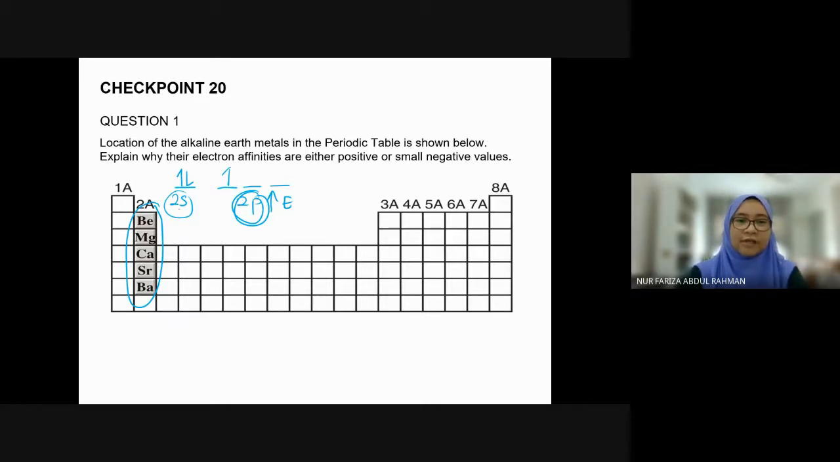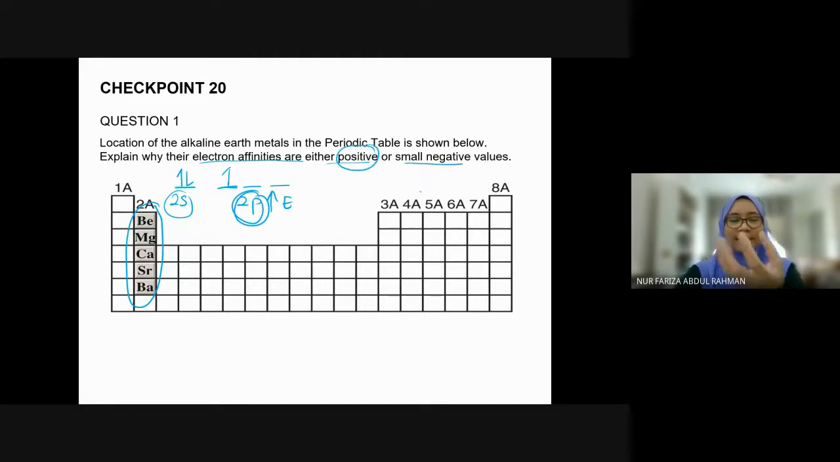Okay, that's why explain why their electron affinities are either positive or small negative values. So dia tak prefer accepting the electron, because kalau you nak accept the electron, that means you have to have extra energy, because the electron will need to be placed in the higher sub-level. That's why dia kata positif ataupun small negative.